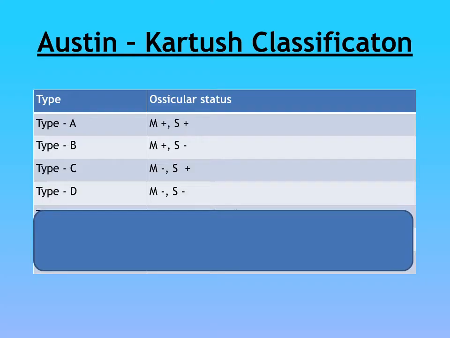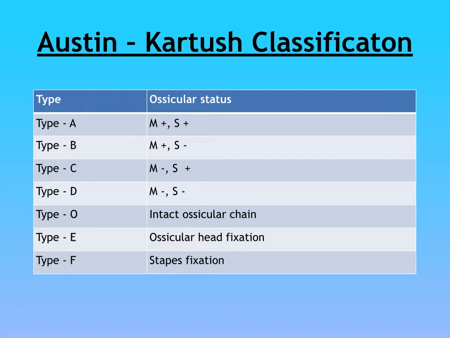Another picture. This is the Austin-Kartush classification. Primarily it was given by Austin. Type A is where both the handle of malleus and stapes superstructure are present. Type B, malleus handle present, stapes superstructure absent. Type C, malleus handle absent, stapes superstructure present. And type D, both are absent. Later it has been modified by Kartush and added three more. One is type O, intact ossicular chain, type E, malleus head fixation, type F, stapes footplate fixation.